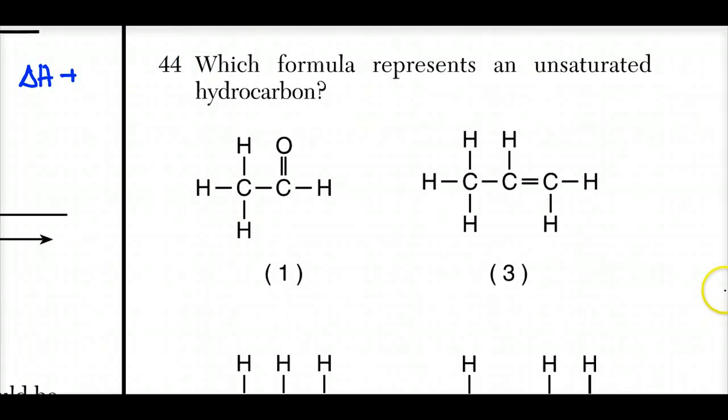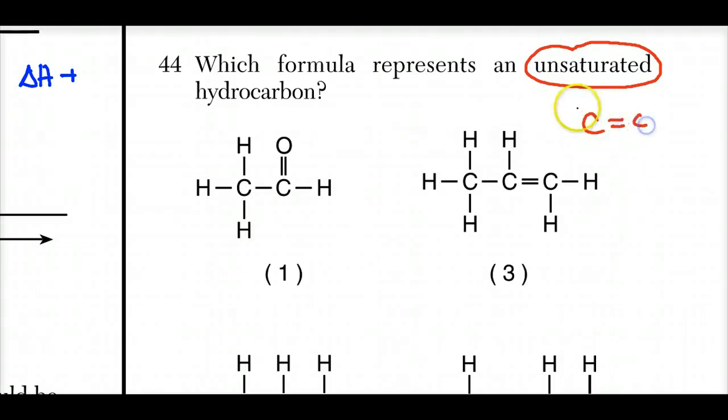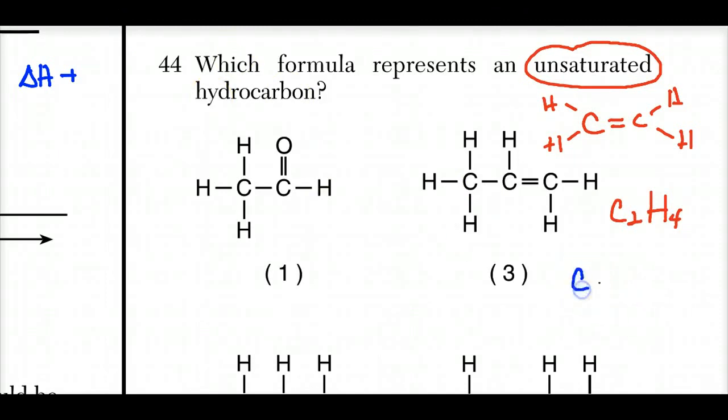Which formula represents an unsaturated hydrocarbon? Now, unsaturated means that we can hold or gather more H's on the carbon chain when we open up a double bond. Okay, something with a double or triple bond holds what? Fewer H's. What's the general formula of this hydrocarbon? This hydrocarbon is C2H4. Now, if it had single bonds, it would be 2 C's, and look at that, a lot more H's.